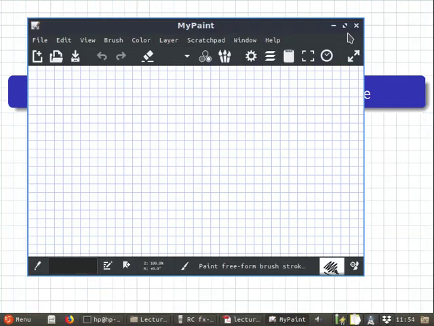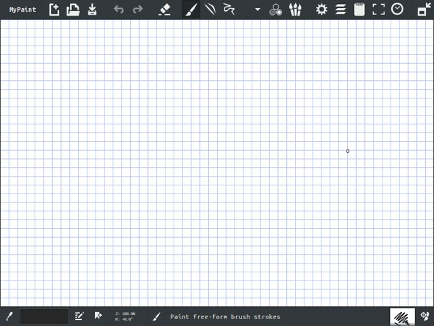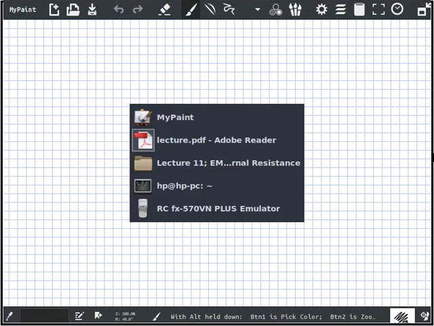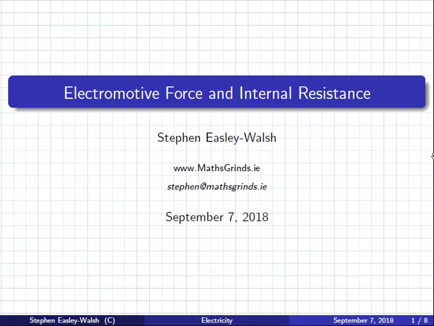Okay, let's continue with the next lesson now. Electromotive force and internal resistance.